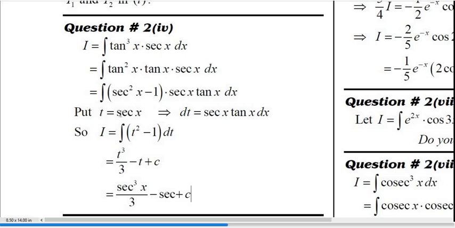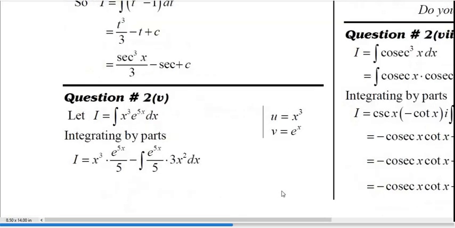Let us put t equal to secant x. We know that the derivative of secant x is secant x tan x dx. Putting values here, the integration becomes t square minus 1 into dt. Taking the integral, we know that the integration of t square is t cube divided by 3, minus the integration of 1, which is t, plus the constant of integration. Again replacing t by secant x: secant cube x divided by 3 minus secant x plus c.